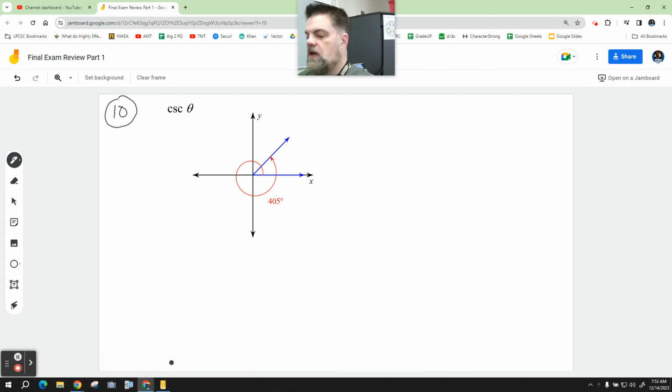Okay, so for this one, we need to figure out what cosine, or not cosine, cosecant of theta is. Remember that cosecant of theta is the reciprocal of sine. So if I can figure out what sine of theta is, I reciprocate that, and that is cosecant. So this is a unit circle type problem.